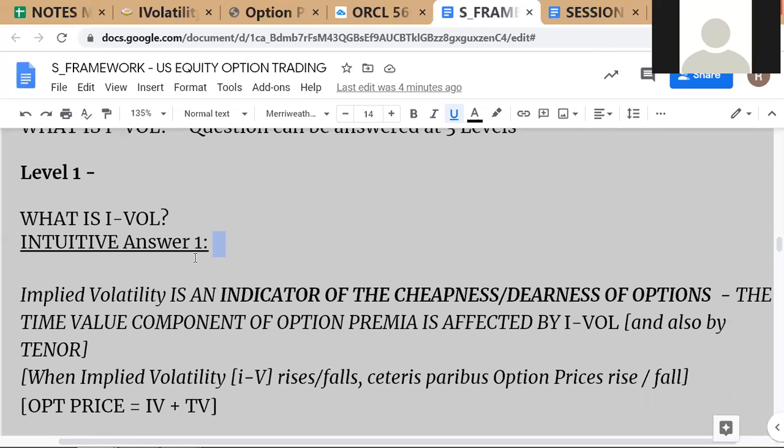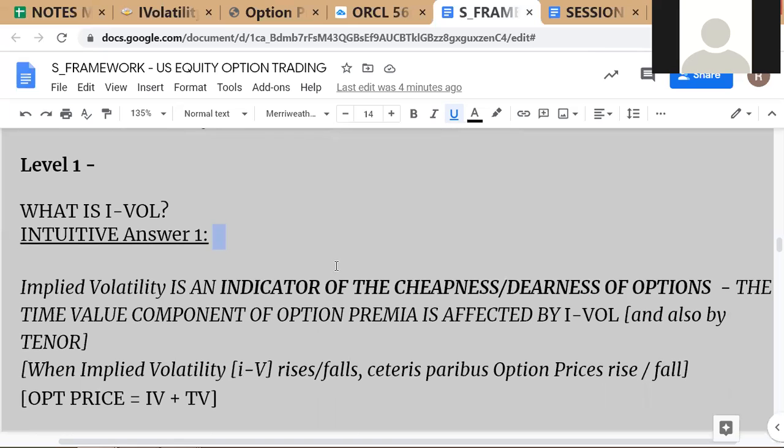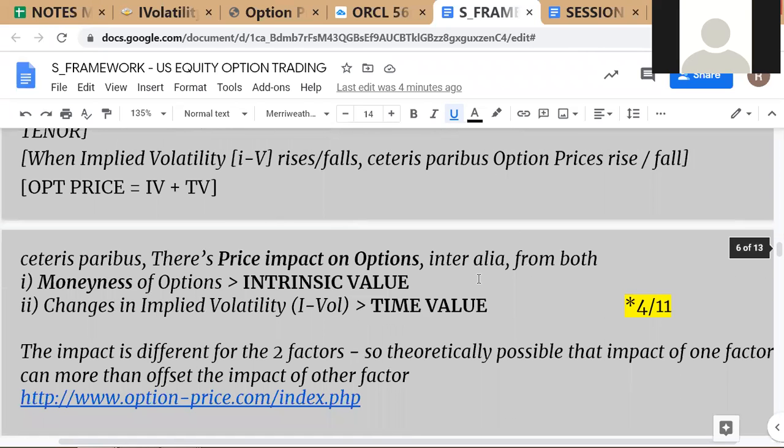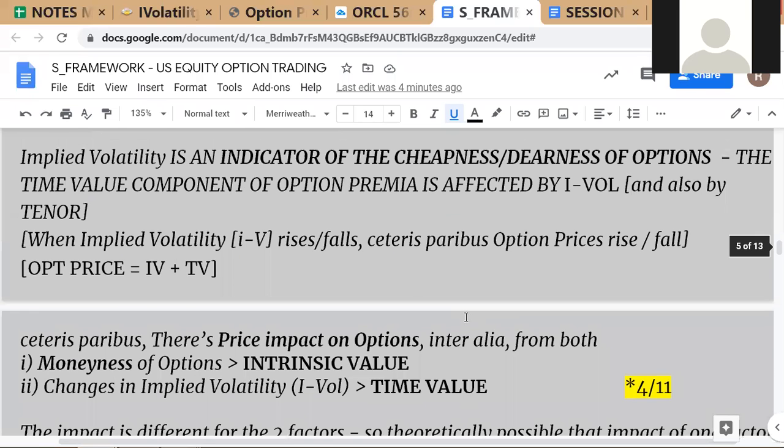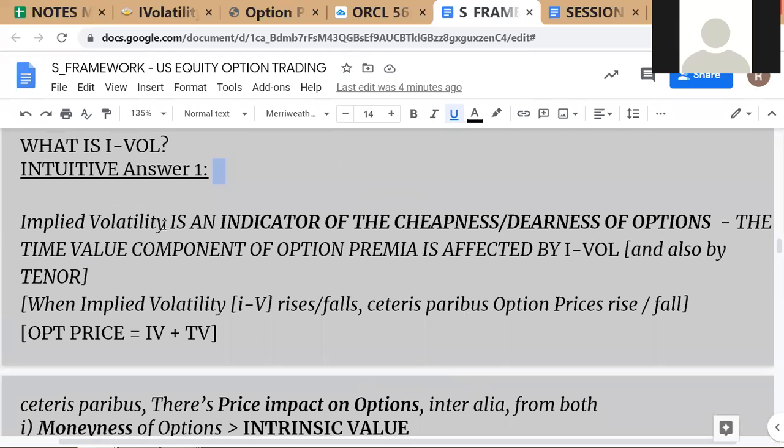All right, so the first question is about this way of looking at I-Vol, which we already covered in the first place. Let me try and explain why I opened the TWS today. I'm also testing the system RAM. Look at this. The first answer I've given you, when you try to understand what I-Vol is, is that this is an indicator of how cheap or dear the option is.